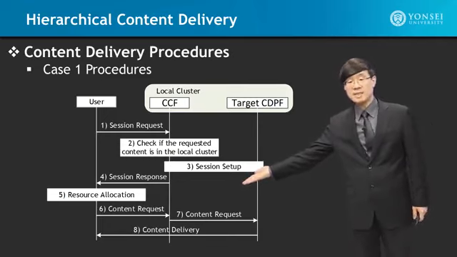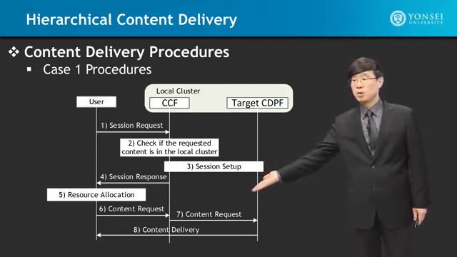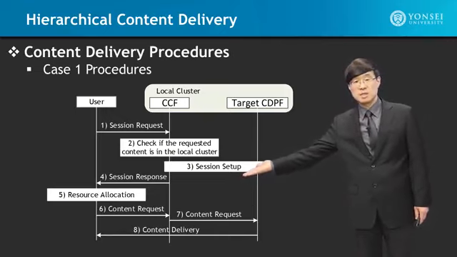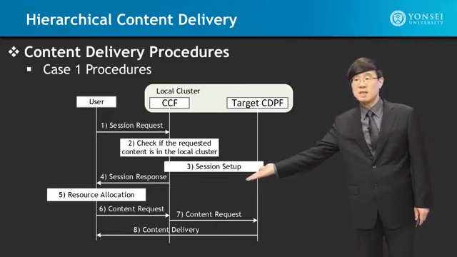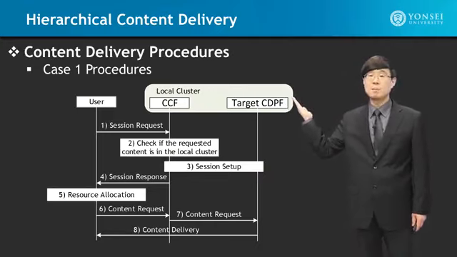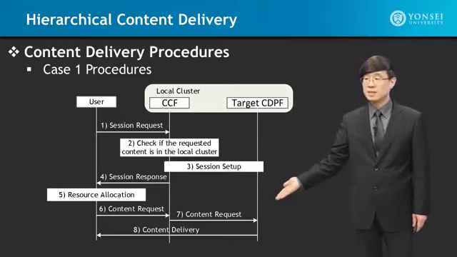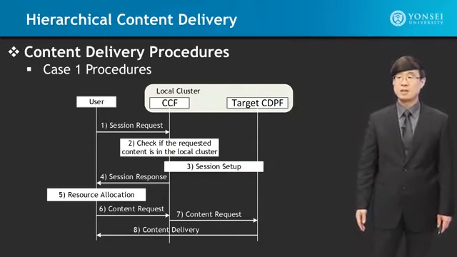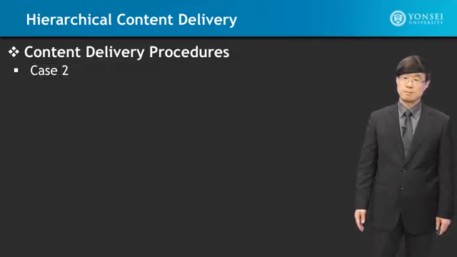Then a content request is made in step 6 and in step 7. Step 6 is from the user to the CCF. Step 7 is in the local cluster, from the CCF to the target CDPF. Then the CDPF delivers the content to the user.